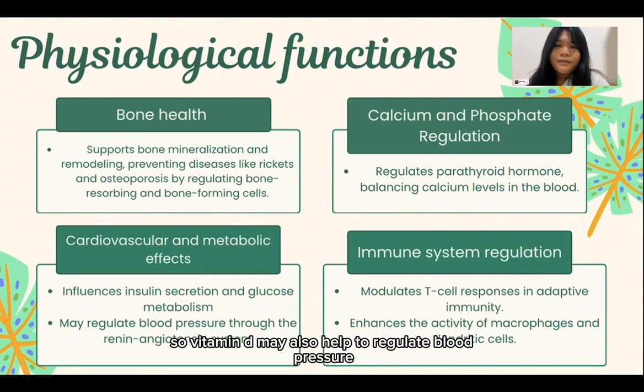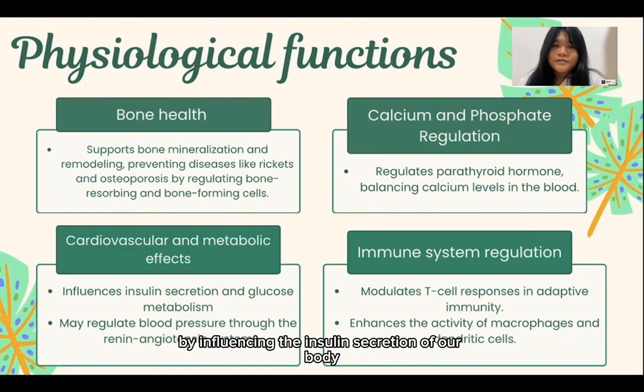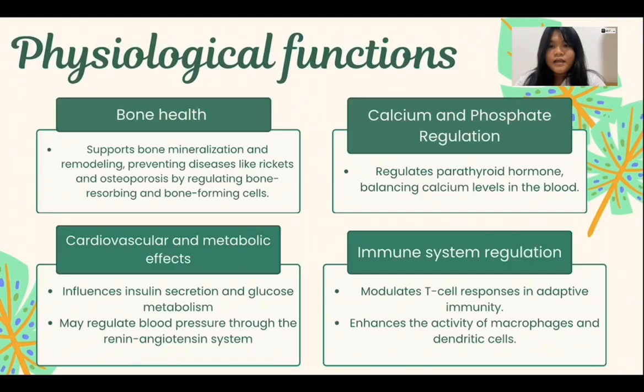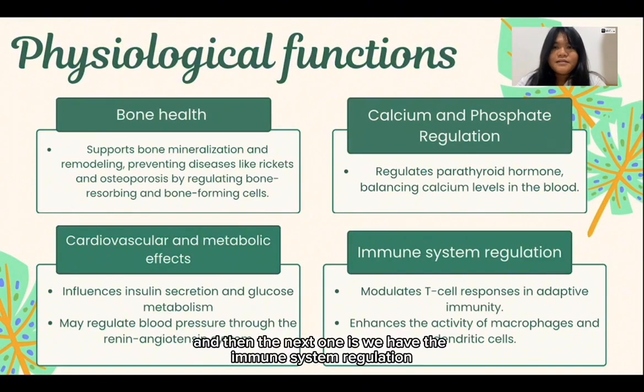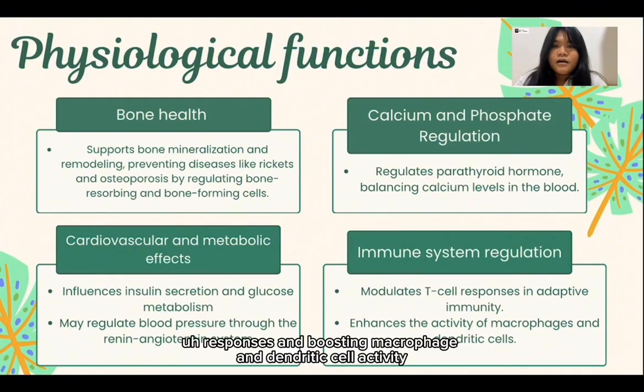So vitamin D may also help to regulate blood pressure and improve glucose metabolism by influencing the insulin secretion of our body. And then the next one is immune system regulation. So vitamin D plays a role in adaptive immunity, by modulating T cell responses and boosting macrophage and dendritic cell activity.